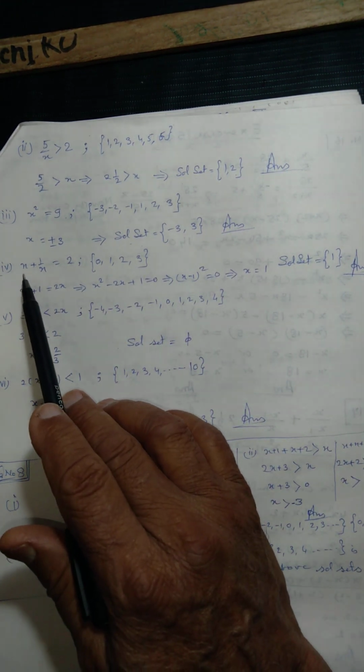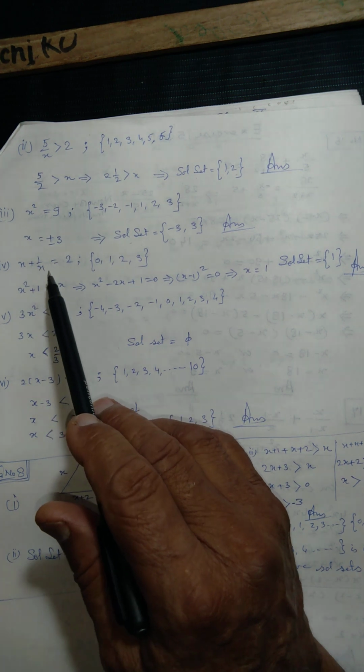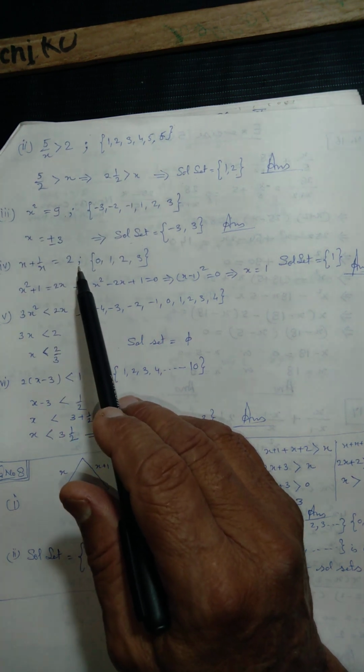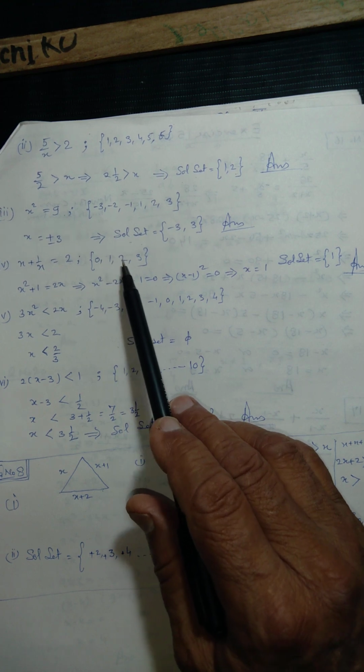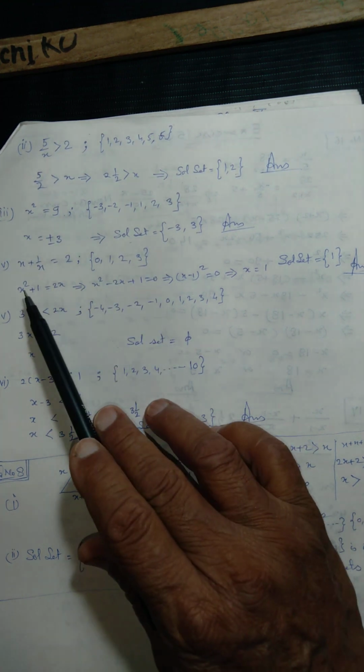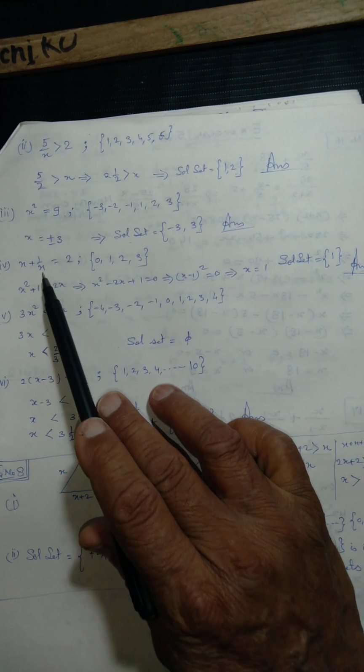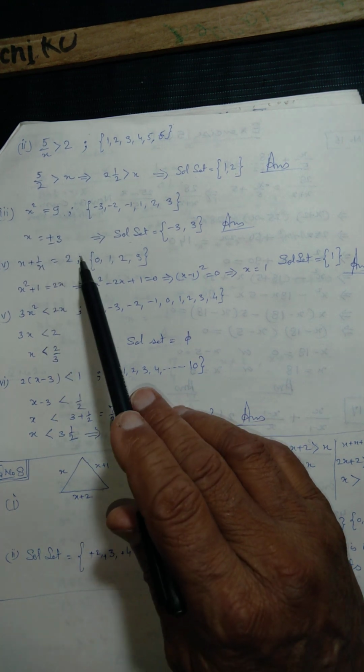Now fourth part. x plus 1 upon x is equal to 2. So the replacement set is given, that is 0 1 2 3. So x square, you see, just x square plus 1 equal to 2x.